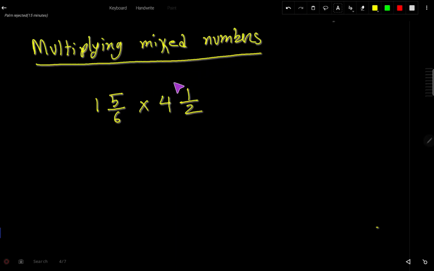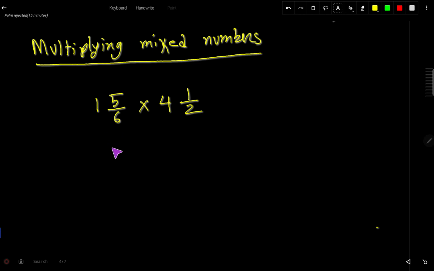Multiplying mixed numbers. Look, this is a mixed number, this is a mixed number, and we need to multiply these two numbers together. A mixed number has two parts: one is the whole number part, another is the fractional part. However, to multiply these two mixed numbers, at first we have to convert each mixed number to an improper fraction, right?